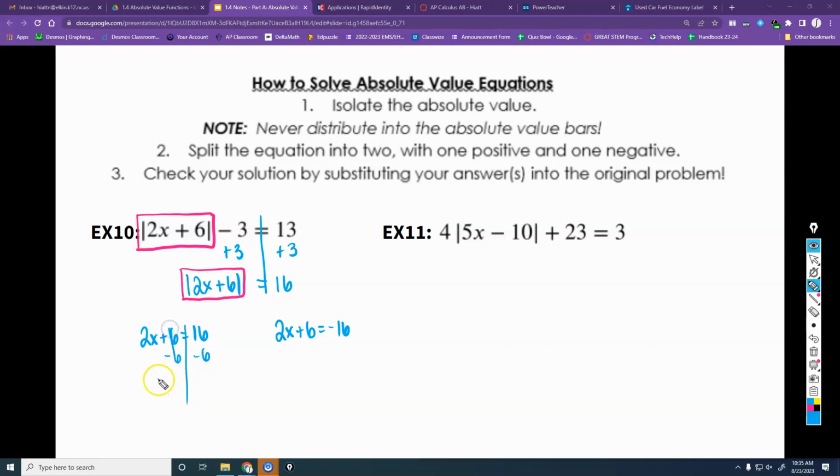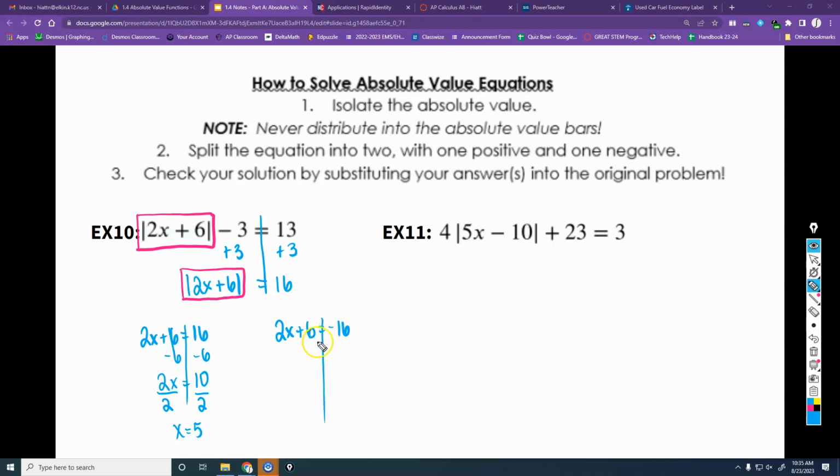Very good. That'll give me 2x equals 10. What do I do next, Ayla? Very good. And what will I get for my answer on that one? 5. Okay. Then I need to do the second one.